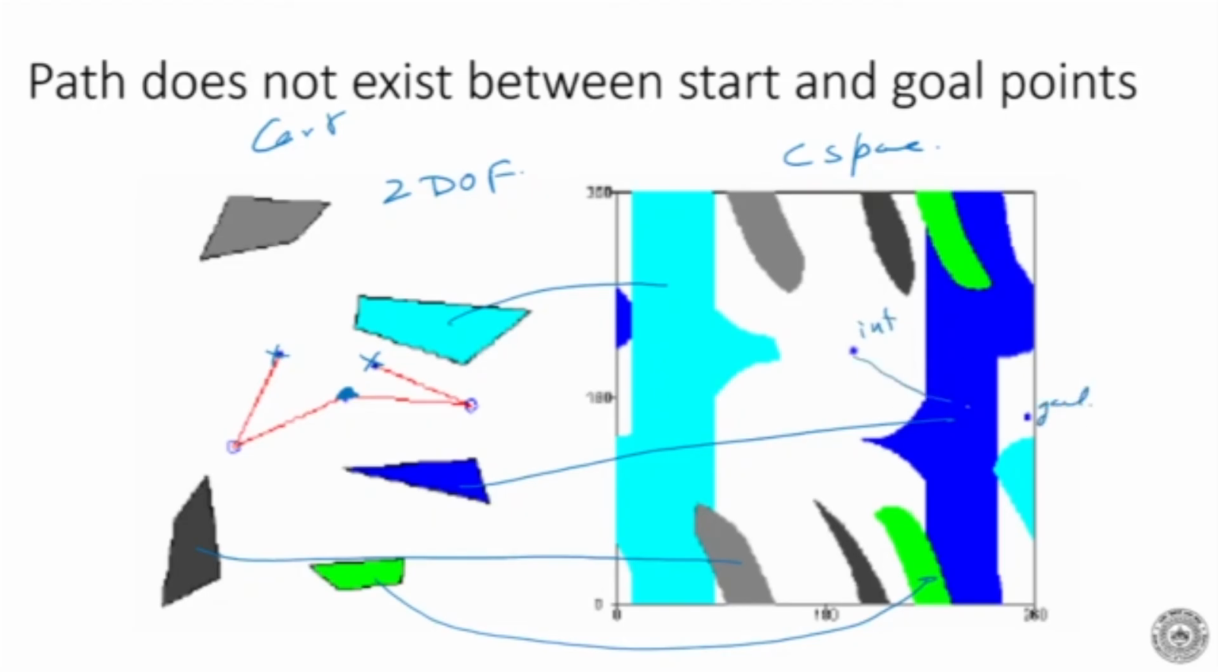Now this is not connected because they are not connected. You can see that, right? So this part is not connected to that side, so no path exists. So this says that path does not exist because the manifold parts are not connected.